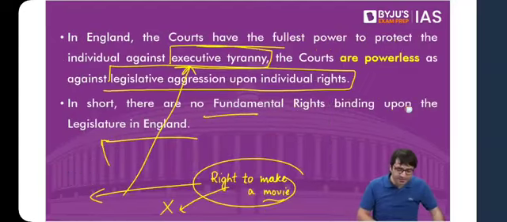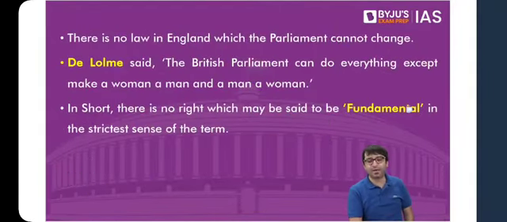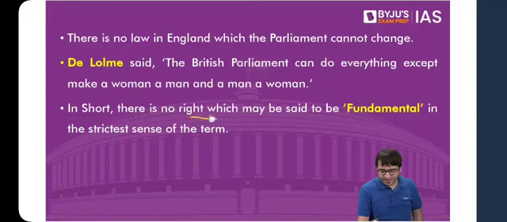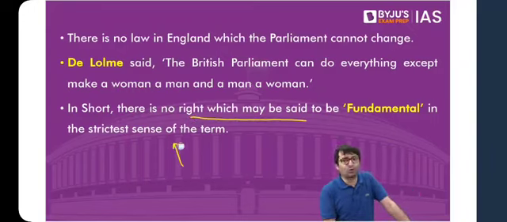But when we contrast this, you can look at the slide, there is no law in England which Parliament cannot change. That's why De Lolme said the British Parliament can do everything except make a woman a man and a man a woman. In short, there is no right which may be said to be fundamental in the strictest sense of the term. There is no right which cannot be snatched by the British Parliament.